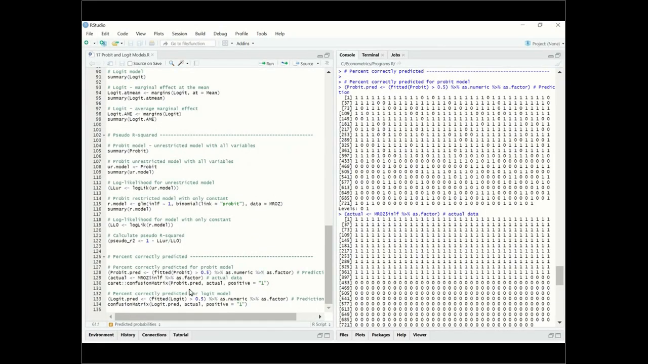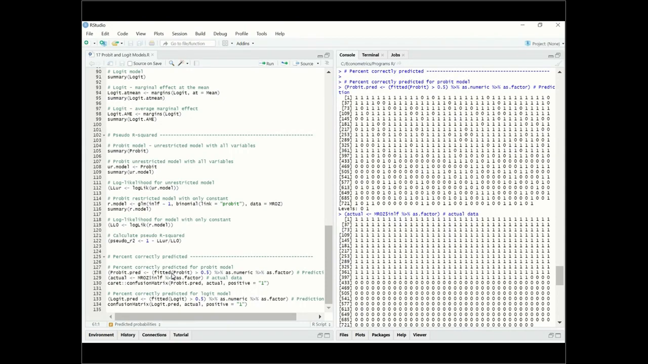And so now the actual data, where we're going to have the actual value, is going to come from the MROZ data frame, and this is going to be in the labor force variable. And here we're going to convert this to a factor because we want to have this as a factor, not as numeric. So this is going to be the actual data. And so now from the package caret, we're going to use the confusion matrix. And here we're going to give it the Probit predicted values. So here we have the predicted values.